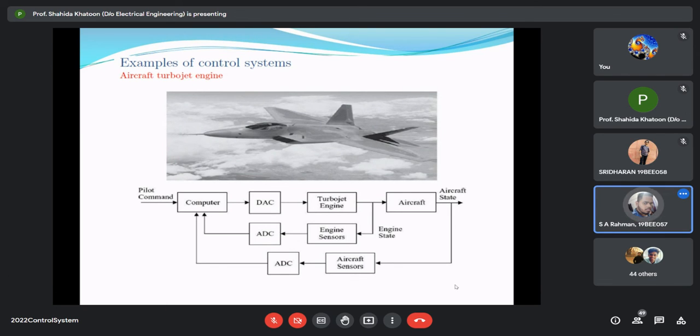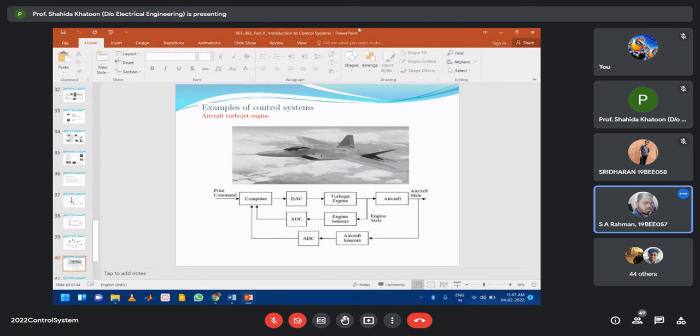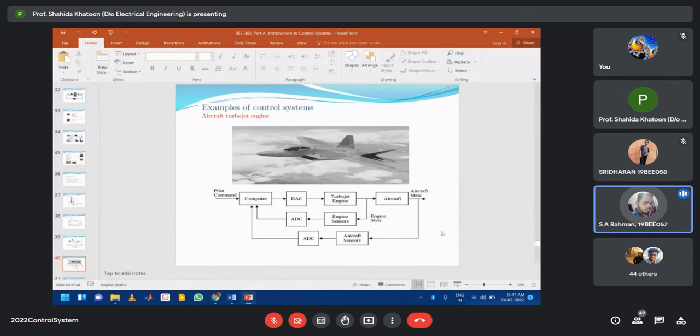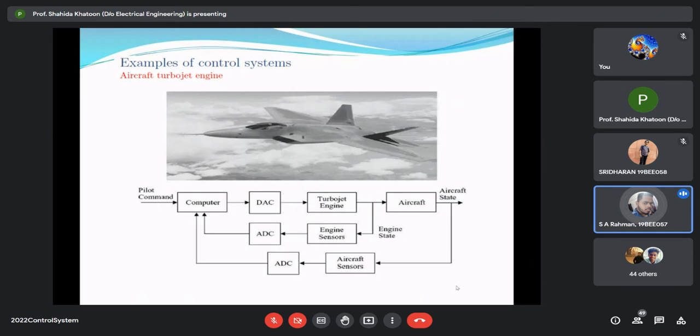Ma'am, I want to ask, is aerospace and aeronautic engineering a type of control system engineering? Yes, sure, this is a very major area of control systems.